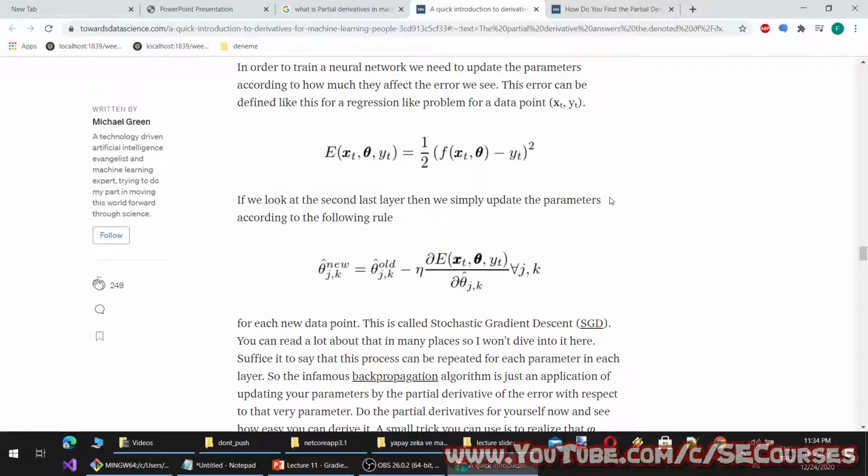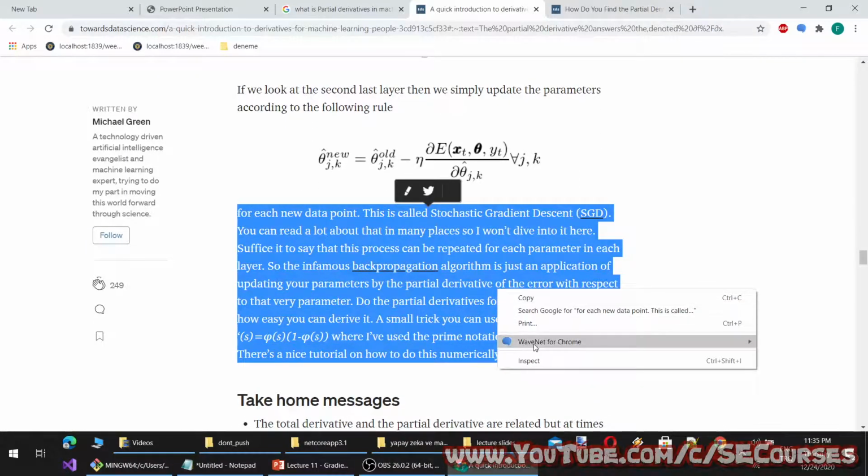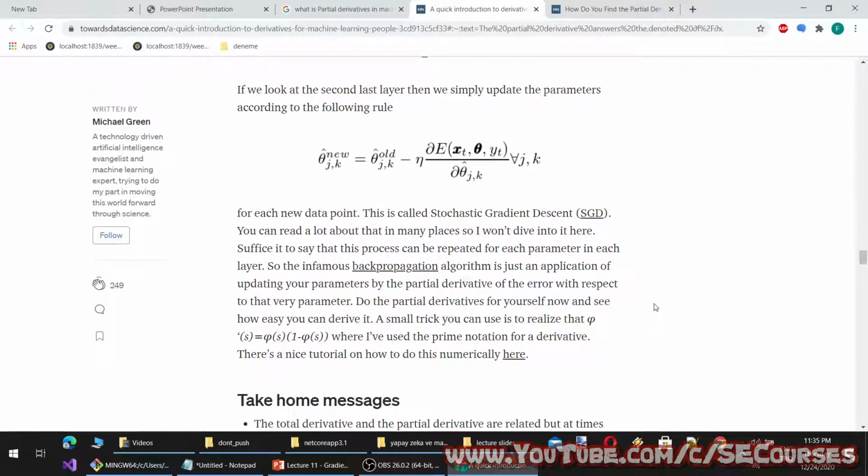If we look at the second last layer, then we simply update the parameters according to the following rule. So you see the new θ_gk equals θ_gk old minus this formula, for each new data point. This is called stochastic gradient descent, SGD. You can read a lot about that in many places, so I won't dive into it here. Suffice it to say that this process can be repeated for each parameter in each layer.